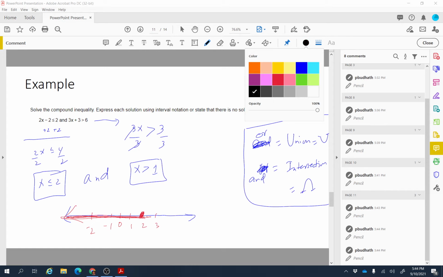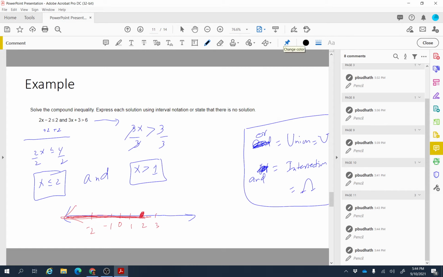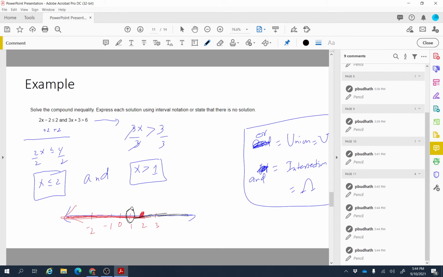And now let me just use black color here. X is greater than 1. So 1 is here. Greater than only, so not including 1, so we have to use the open circle. From here we start, we go to the right side.